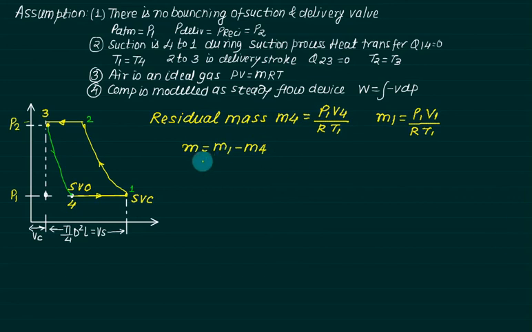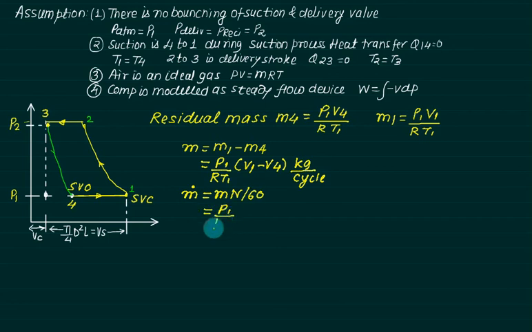So, M1 we replace with P1 upon RT1. This is a common quantity between M1 and M4, and we will have V1 minus V4. So, this is the fresh mass inducted in one cycle of a cylinder. To find the mass flow rate, we multiply m by the number of revolutions per second. So, the expression for m dot will be P1 upon RT1, that is the density, multiplied by the volume V1 minus V4. Density multiplied by volume is mass, multiplied by N by 60, kg per second.